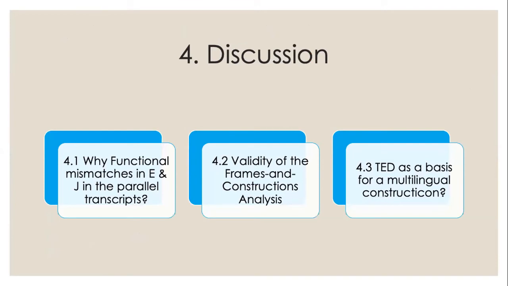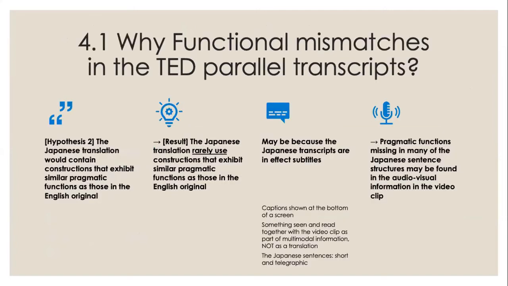Okay, discussion. So I'll focus on 3 issues in discussing the results. First, it has to do with our second hypothesis. We hypothesized that the Japanese translation would contain constructions that exhibit similar pragmatic functions as in the English original, but it turned out that English sentence structures that focus certain elements were often not translated into Japanese using constructions with similar functions. And it may be a consequence of properties of the genre of the Japanese transcript.